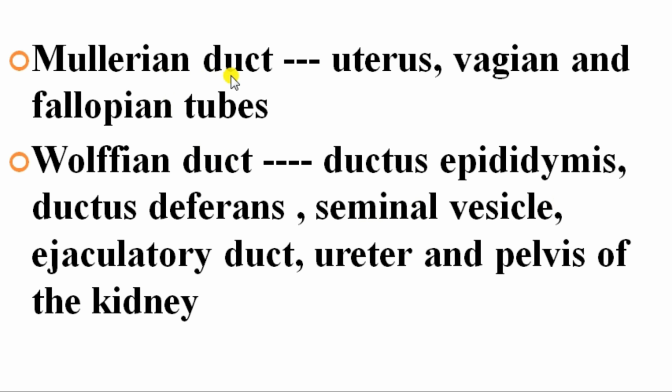Mullerian duct is one of the bilateral ducts in the embryo that form the uterus, vagina and fallopian tubes. Wolffian duct is a duct in the embryo which develops ductus epididymis, ductus deferens, seminal vesicle, ejaculatory duct, ureter and pelvis of the kidney. So male genital organs develop from the Wolffian duct and female genital organs develop from the Mullerian duct.